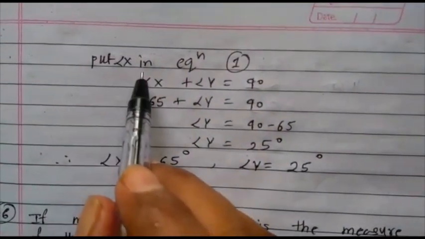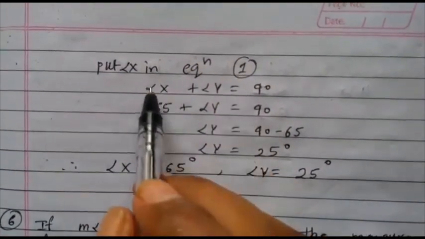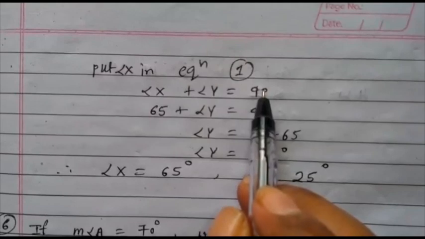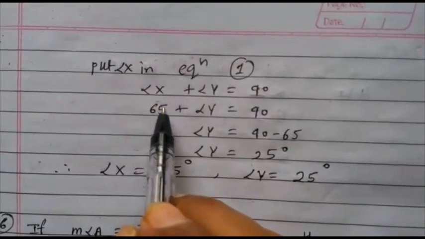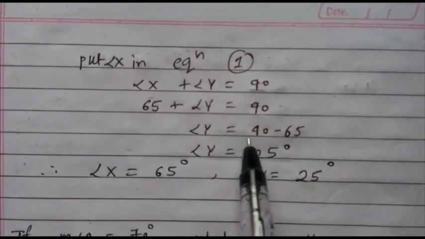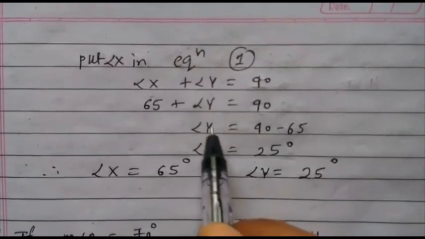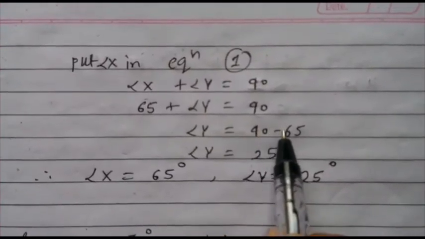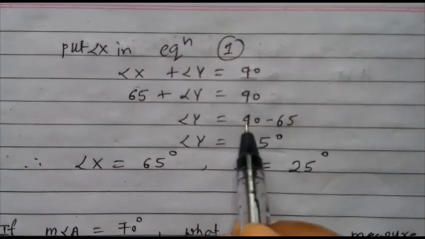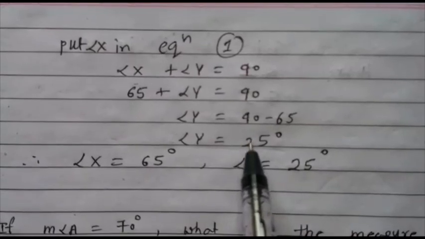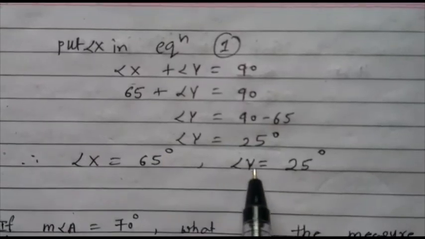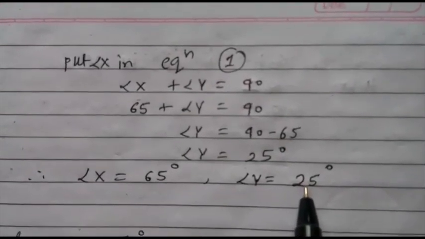Now put angle X in equation number 1. So angle X plus angle Y is equal to 90 degrees. This is equation number 1. Now we got angle X value is 65. Right here, 65 plus angle Y is equal to 90. Take 65 to the right hand side. So angle Y is equal to 90 minus 65. 90 minus 65: 10 minus 5 is 5. What is left here? 8. 8 minus 6 is 2. So 25. So we got angle X is 65 degrees and angle Y is 25 degrees.